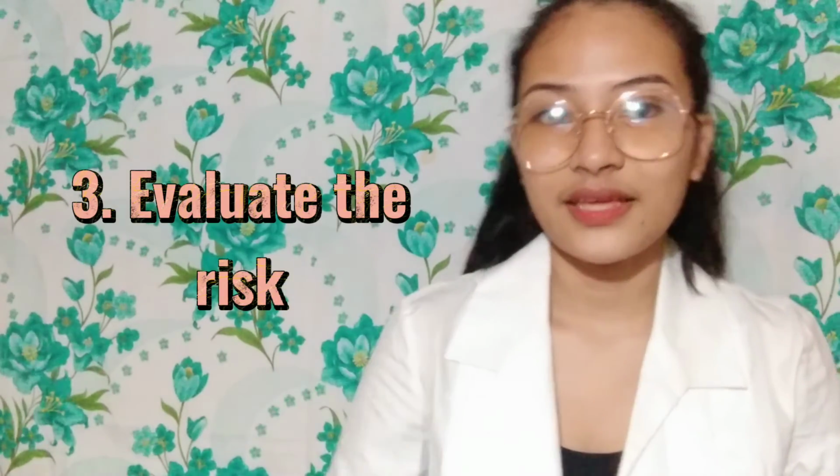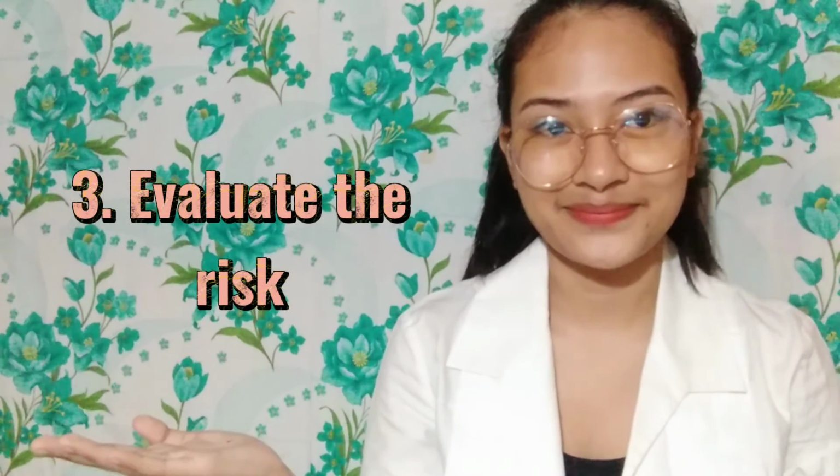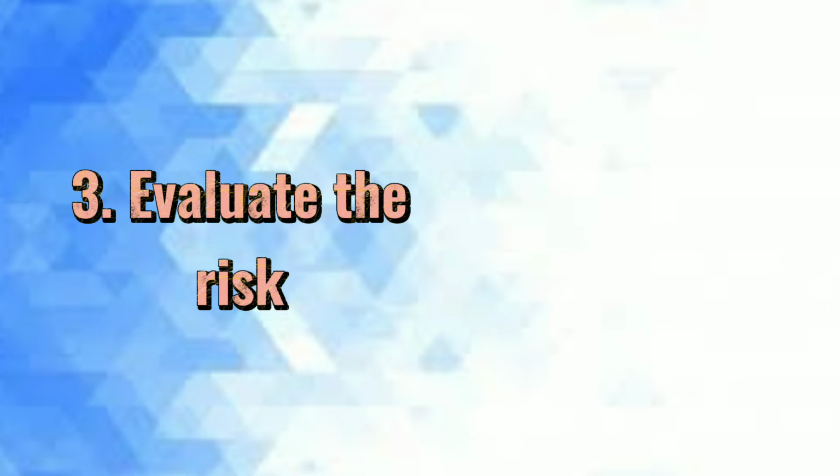Step 3. Evaluate the risk. Decide whether the existing control measures are adequate or whether more needs to be done. Talk to your employees and check on a regular basis that the controls are working. You must record your findings and review your risk assessment regularly.